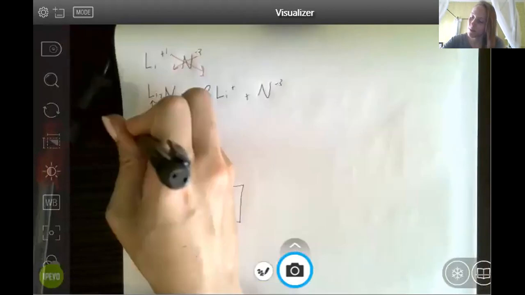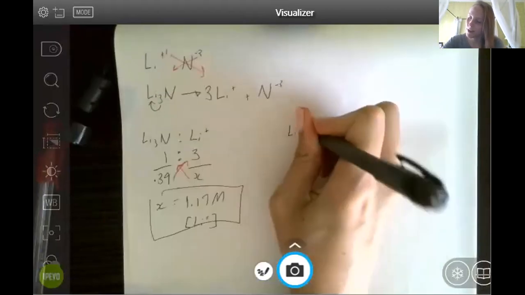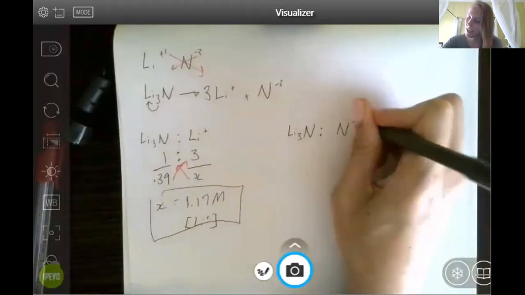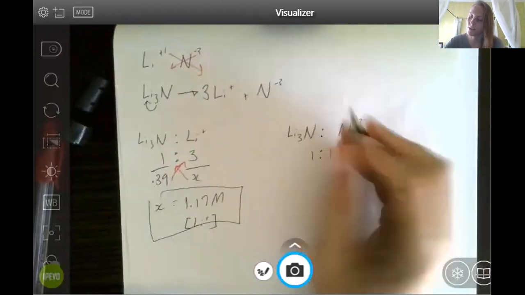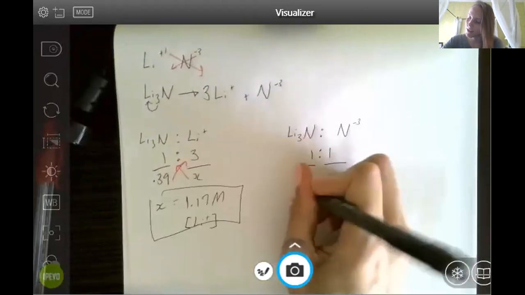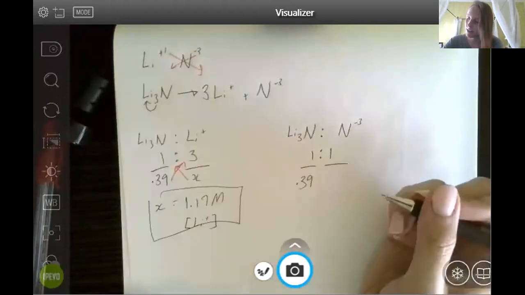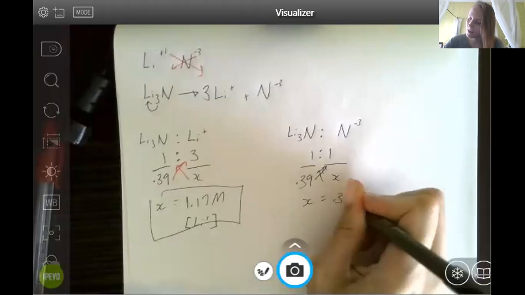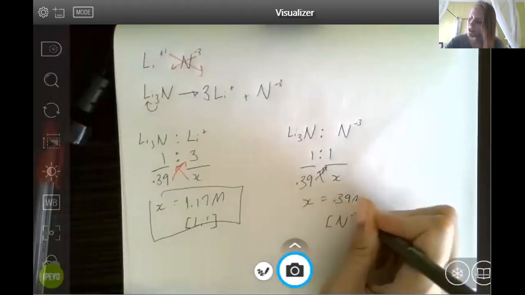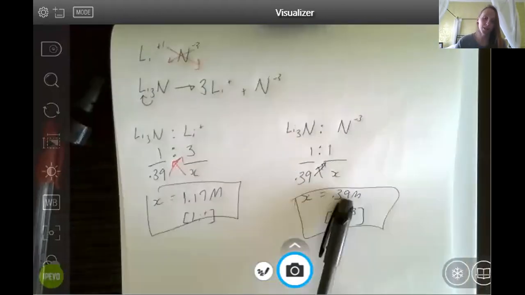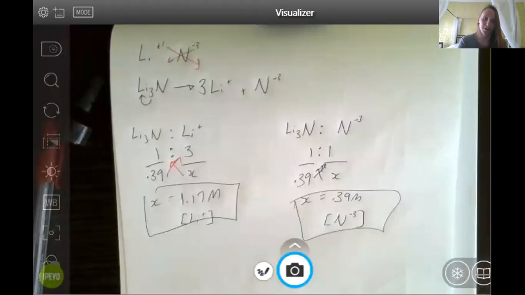So then our next step is going to be to set up the same type of ratio, but this time between the lithium nitride and our nitrogen ion. This time it is a 1:1 ratio because neither of those have a coefficient in front of them. We're still using our 0.39 molar for our lithium nitride. And so when I cross multiply, X is just 0.39 molar. That is the concentration of my nitrogen ion. Okay, you would need to have both of those answers properly labeled in order to get full marks for this question.